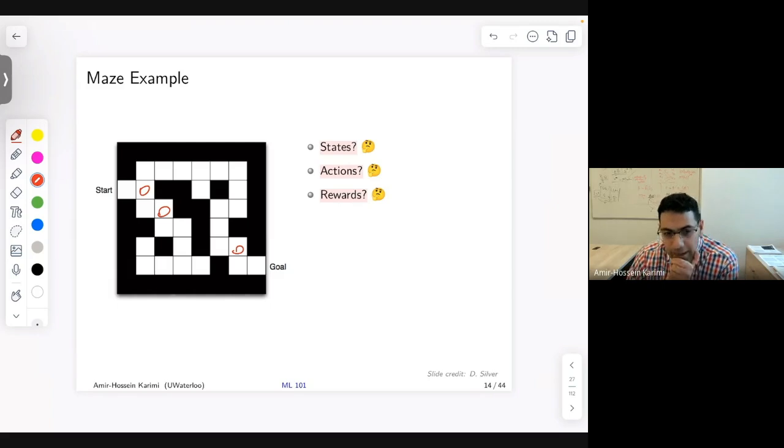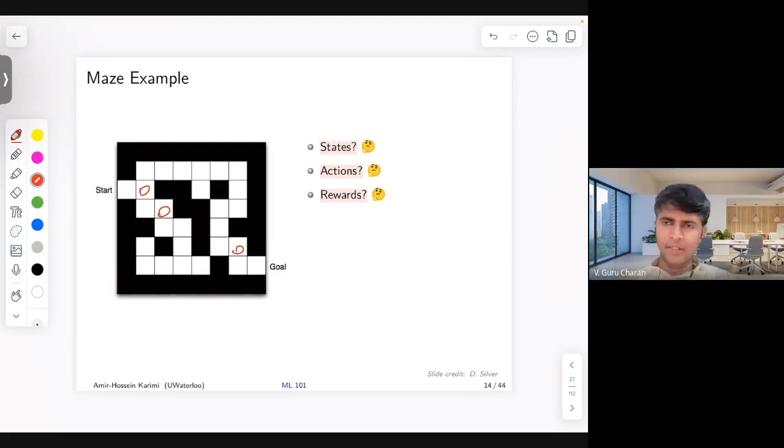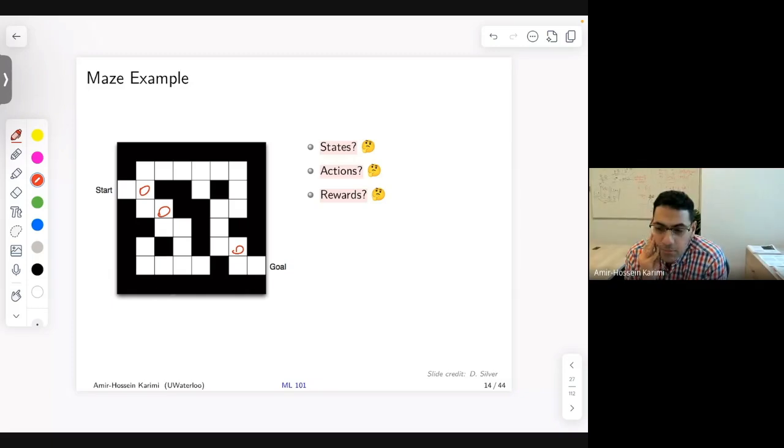What are the actions that an agent can take? Going up, down, left, right. Up, down, left, right, but probably a subset of that because you can't move into the walls. So at every state, the total action space is up, down, left, and right. But the actions that are available to an agent at every state are conditioned on the state that they're in, because we can't move into walls.